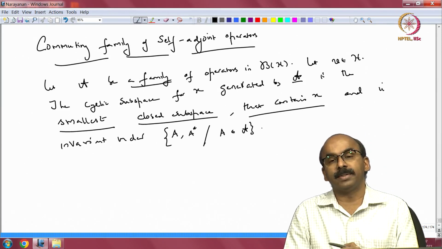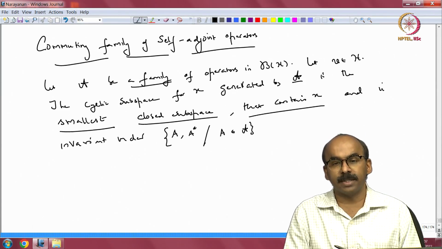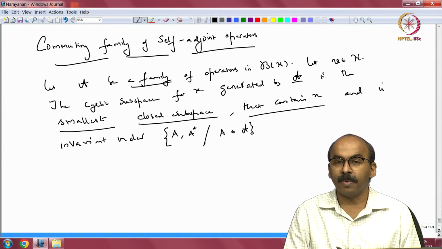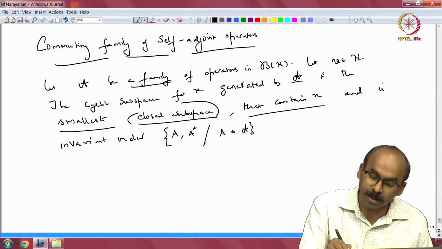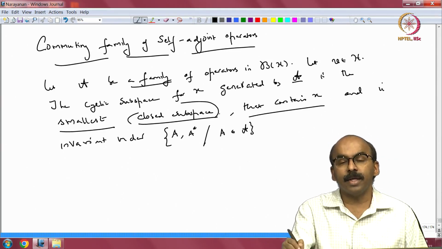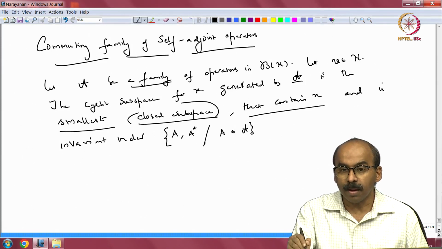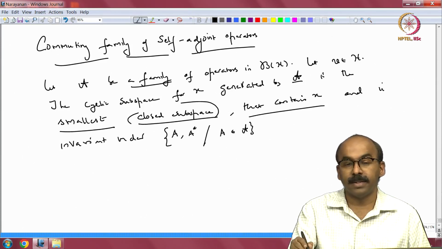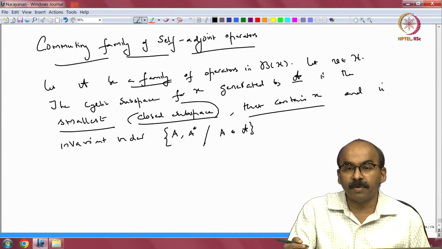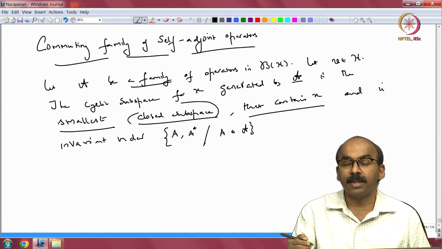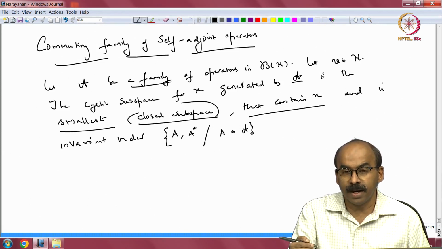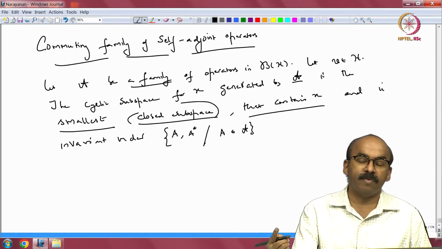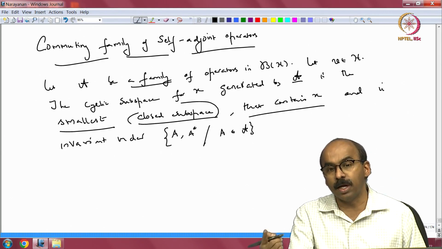So, you look at all the operators in script A and their adjoints. You get a collection of operators, and you look at the smallest closed subspace containing the vector x and invariant under A and A star. In the case of self-adjointness, A will be equal to A star, so there is no need to write that; it is enough to look at invariance under A. That is what we did in the case of the single operator.